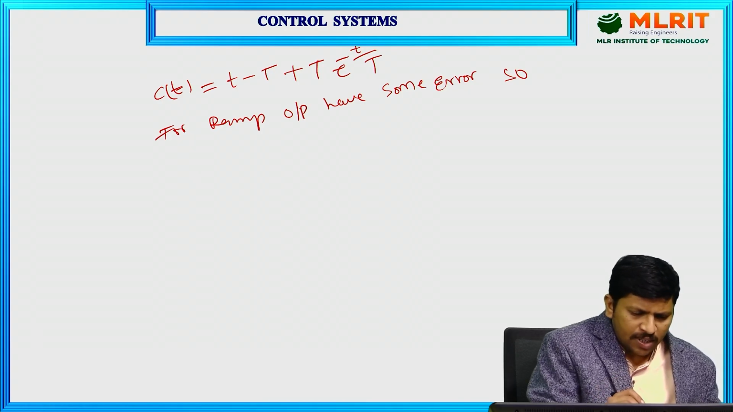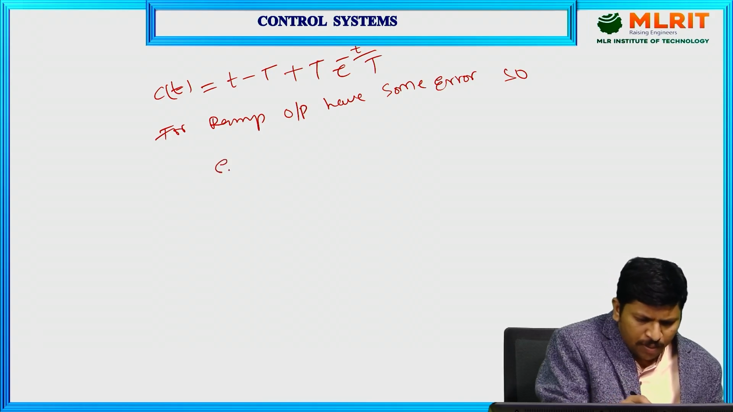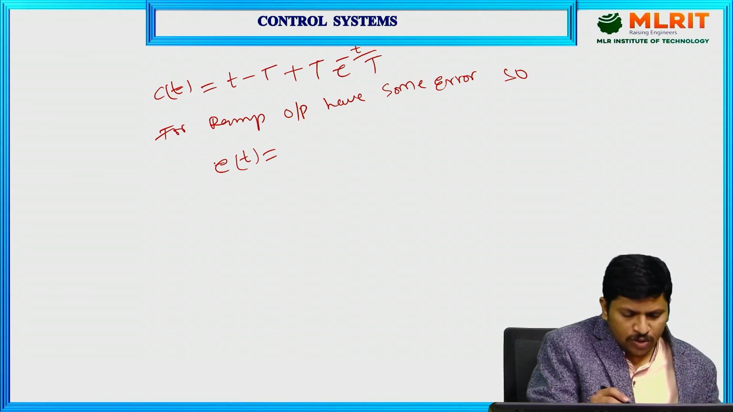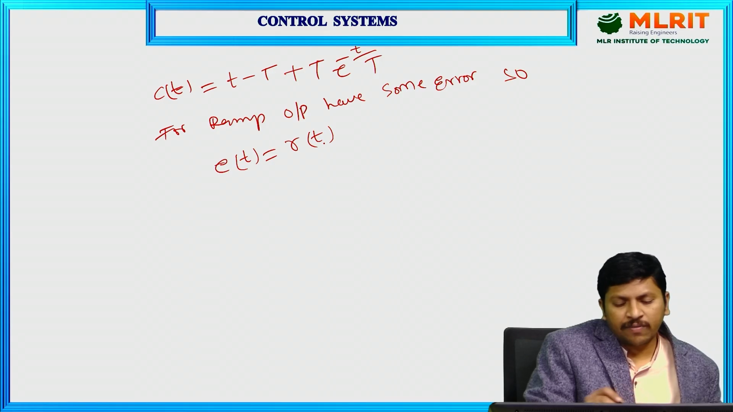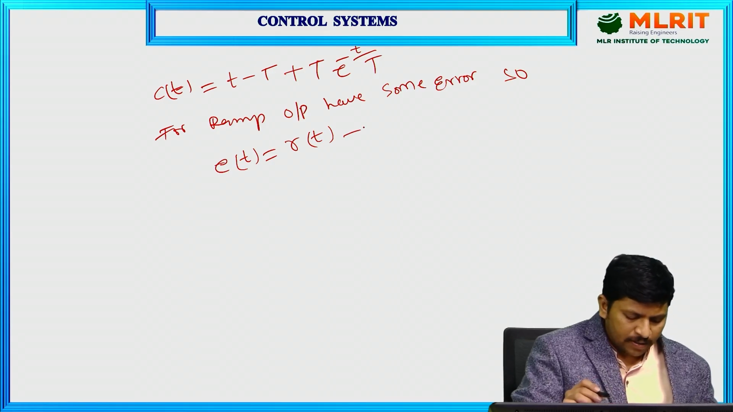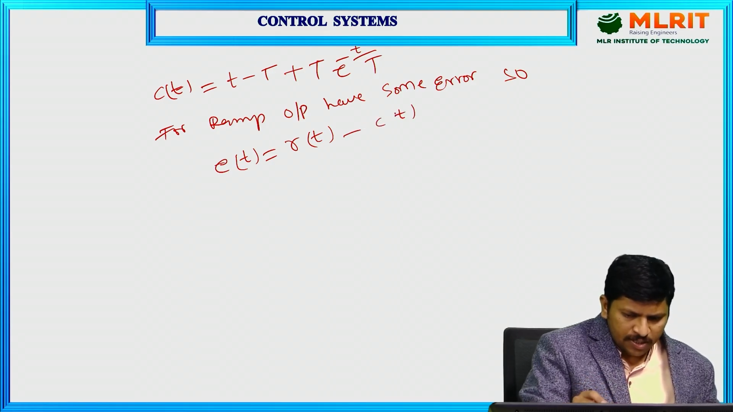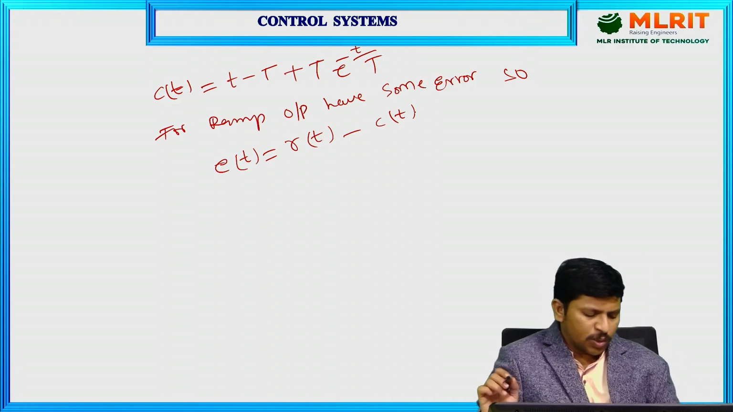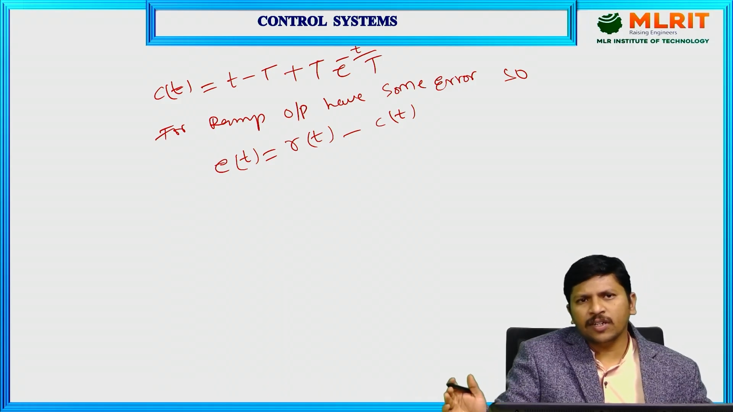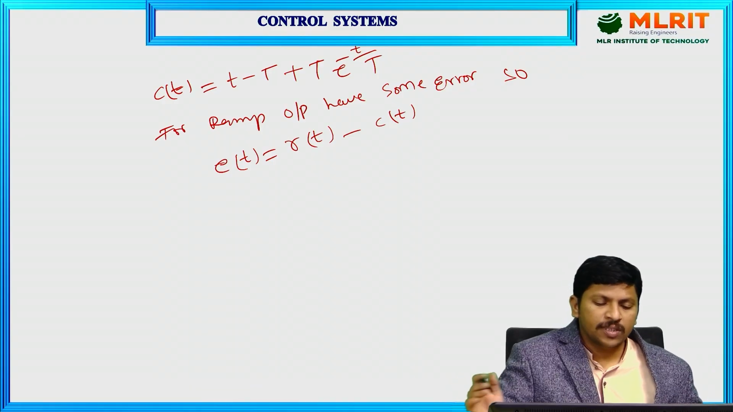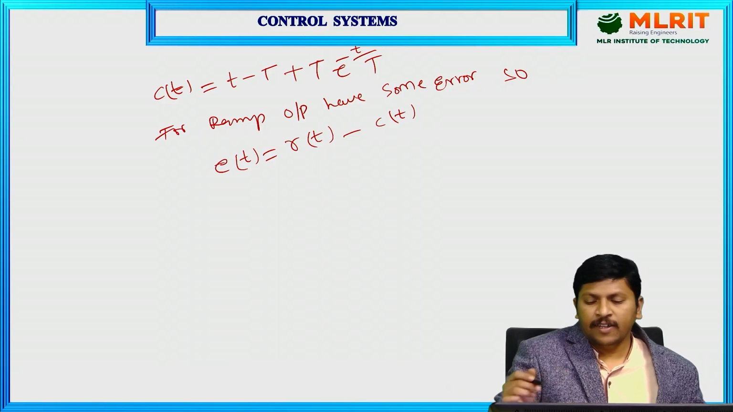So e of t equals the input signal r of t minus the output signal. This is the definition of error. The error signal is nothing but the difference between the input signal and the output signal. We already discussed this in the first unit.